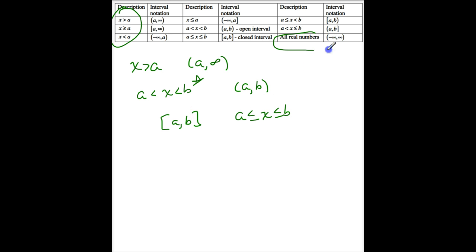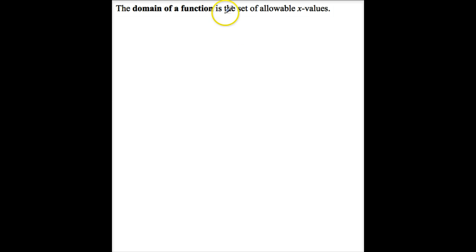Now, the other one I want to point out is all real numbers. It literally is from negative infinity to positive infinity. Another way to write this is this big R like this with the two lines. That means all reals. So the domain of the function is the set of allowable x values. What you want to look at is restrictions. You're going to want to look at taking the square root of a negative number.